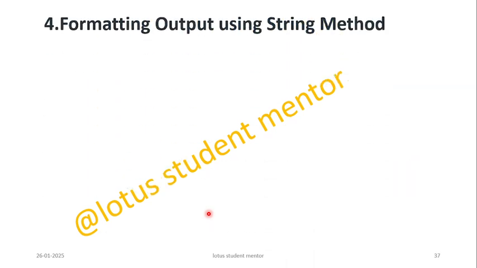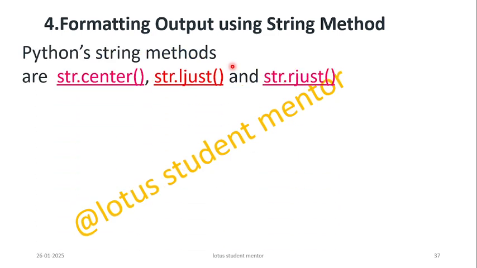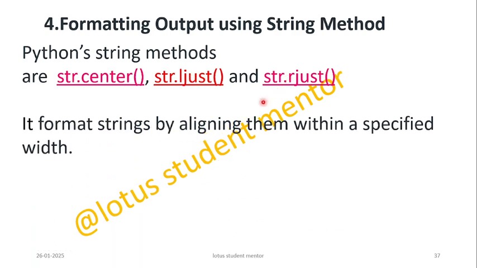The next and last case is formatting output in Python using string methods. What is the meaning of string method? Here, if you want left alignment, right alignment or center alignment, we use string methods. There are three: str.center, str.ljust for left alignment, and str.rjust for right alignment. That is string method formatting.